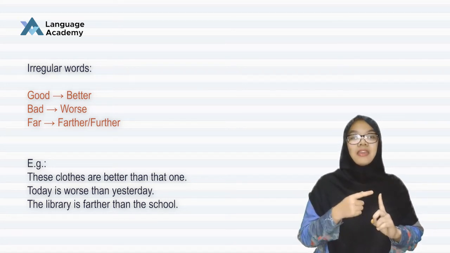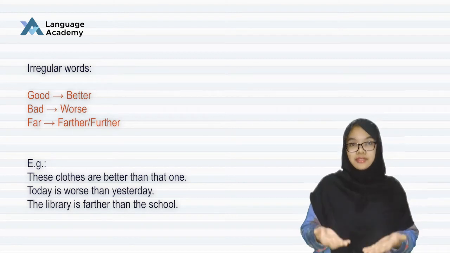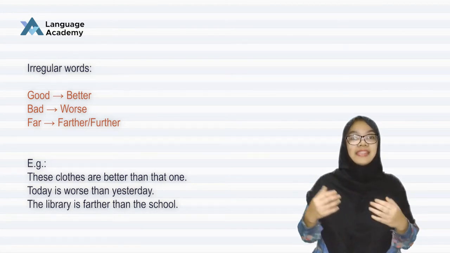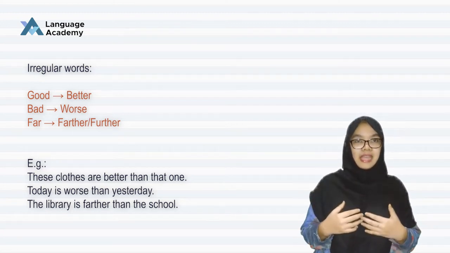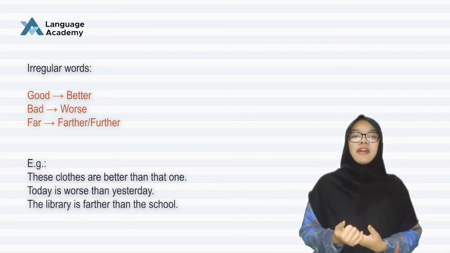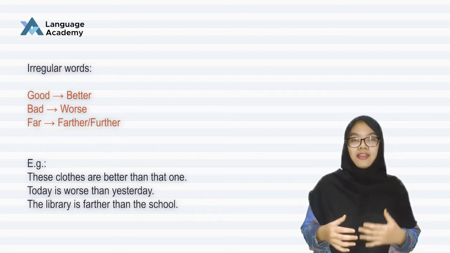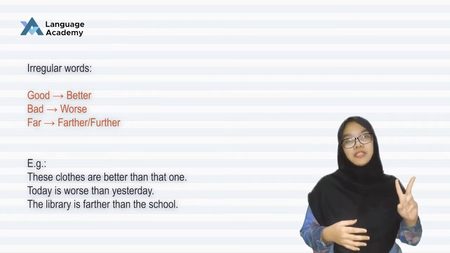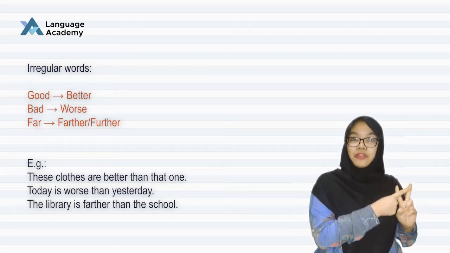Kemudian bad, comparative formnya adalah worse. So for example, today is worse than yesterday. Hari ini lebih buruk daripada kemarin. Today is worse than yesterday, like that. Kemudian ada lagi contohnya yaitu far. Far atau jauh, untuk comparative formnya itu terdapat dua jenis. Ada farther dan ada further.